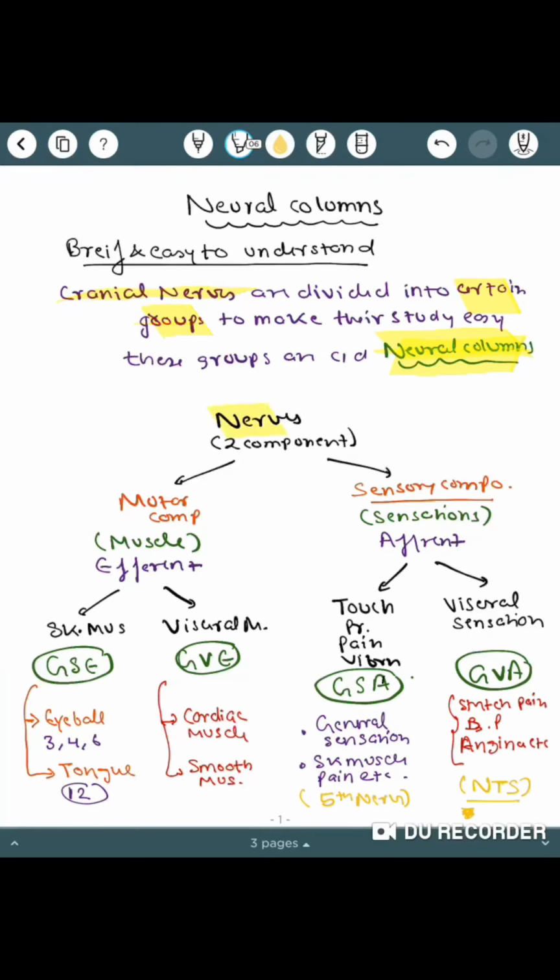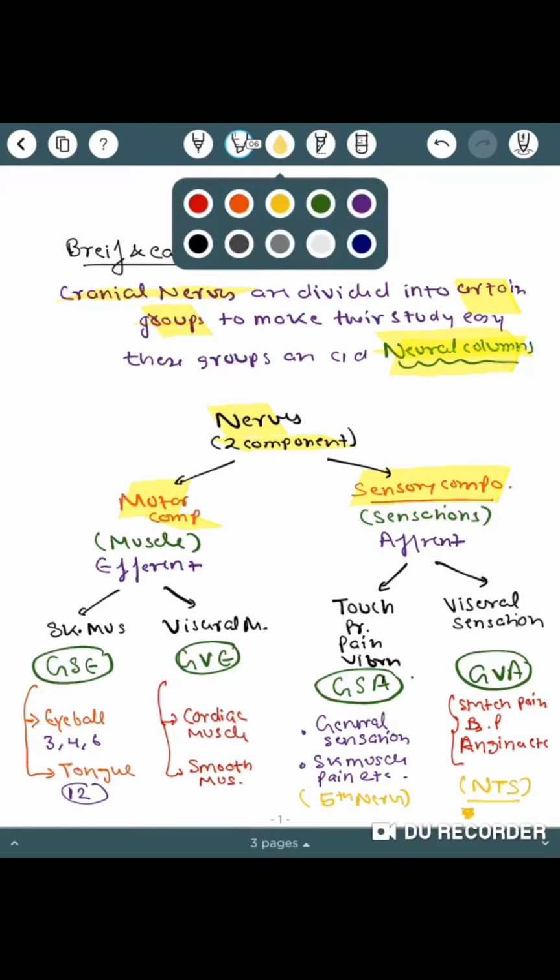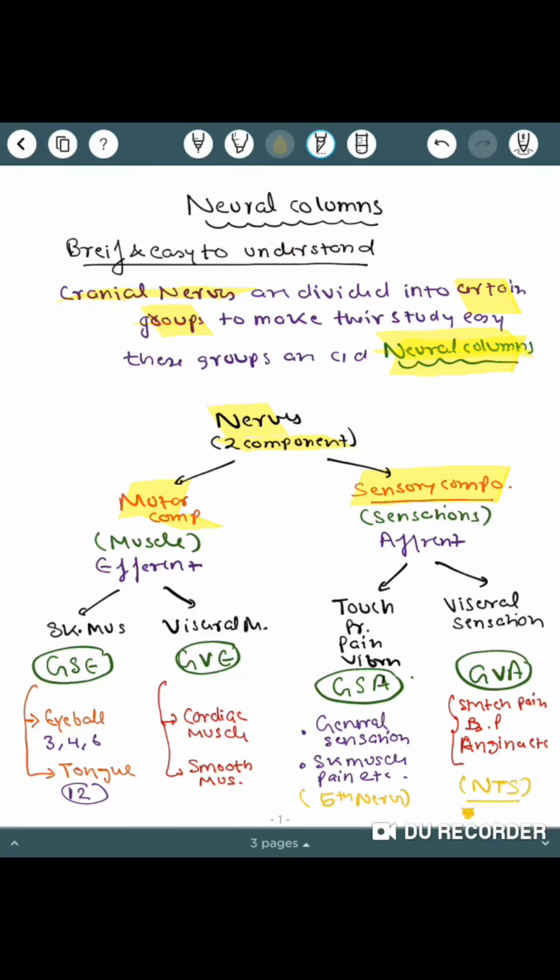So we know that every nerve has two components: a motor component and a sensory component. The motor component is the one which supplies the muscle. So here I have written the muscle, and we know that the nerve which goes to the muscle is known as efferent nerve, and which comes from the body part is known as afferent. So here I have written the efferent part and this is the muscle part. So we can remember these three things: motor component related to muscle, related to efferent.